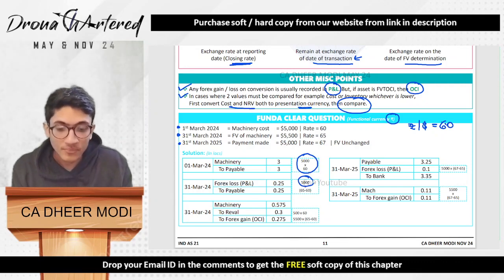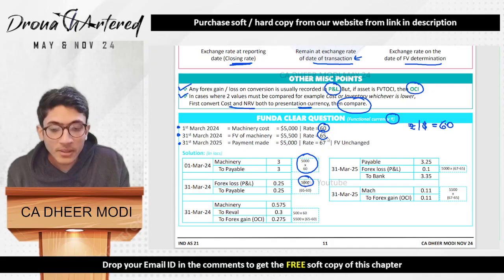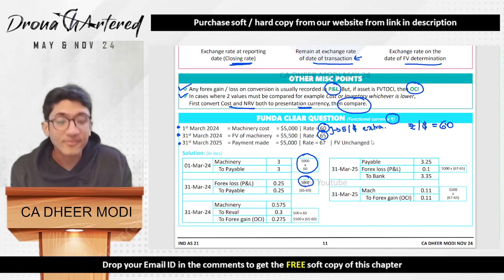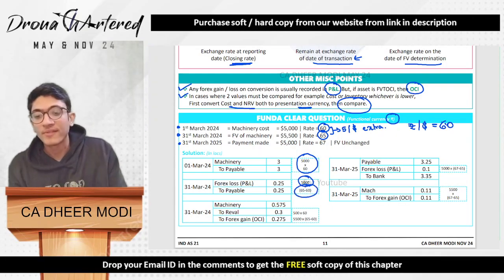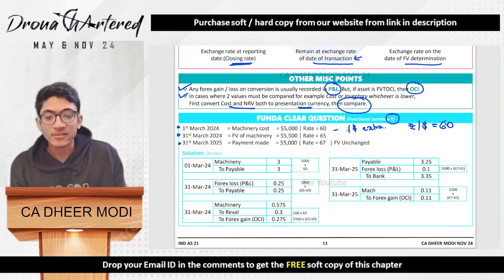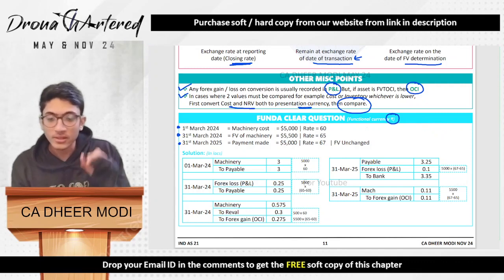So therefore 5,000 into, originally you had assumed that you have to pay only 60 rupees per dollar. But now you get to know that you have to pay 65 rupees per dollar. That means you have to pay rupees 5 per dollar extra. And how many such dollars you have to pay? 5,000 such dollars. So therefore 5,000 into 65 minus 60, that is your 5 rupees. So 5,000 into 5 becomes 25,000. So therefore, this is your 0.25. Okay, this entry is clear.